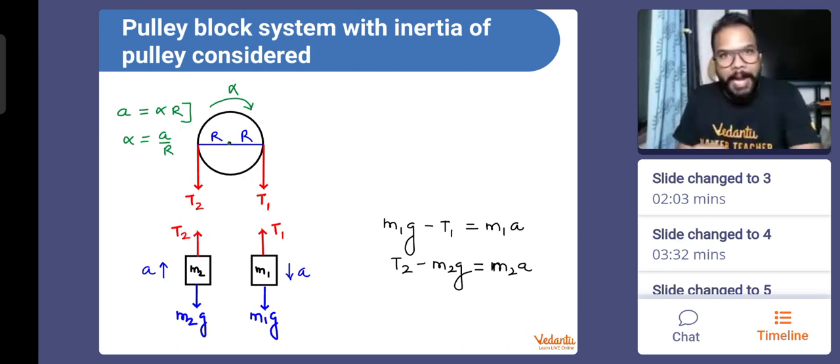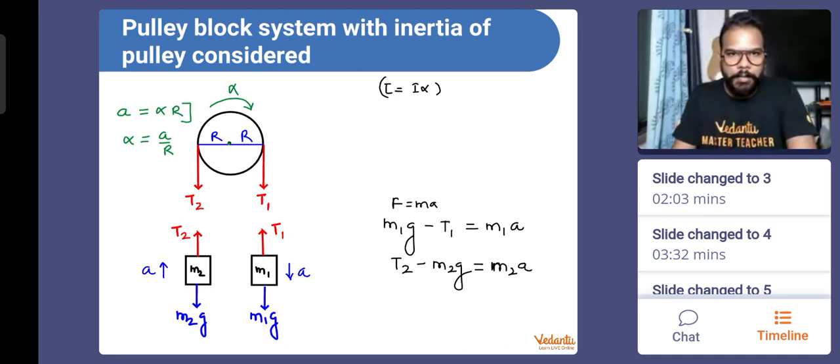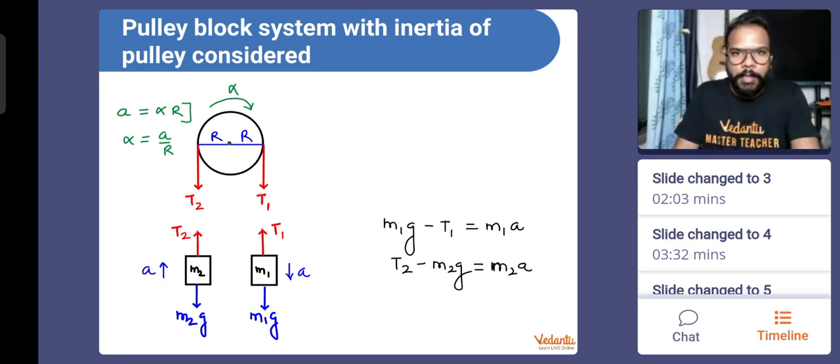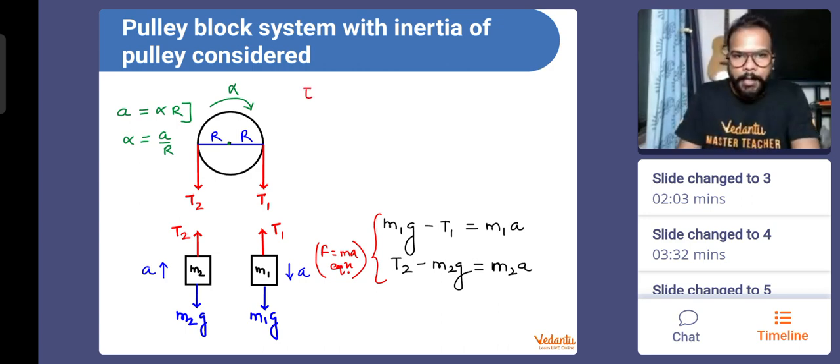Now the new equation that you will add on when you speak about a pulley with mass is the equation of tau equal to I alpha. These are the equations which you have written as F equal to ma. Now you're writing tau equal to I alpha. Just a second, I'll write these two things with other colors so that when you revise, you understand that these two equations are F equal to ma equations. Now I'm writing the tau equal to I alpha equation.